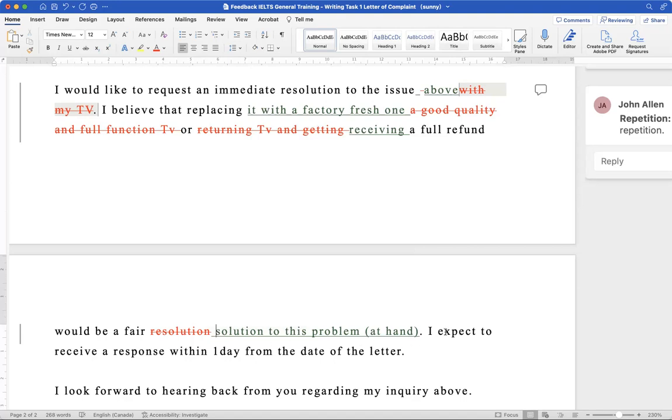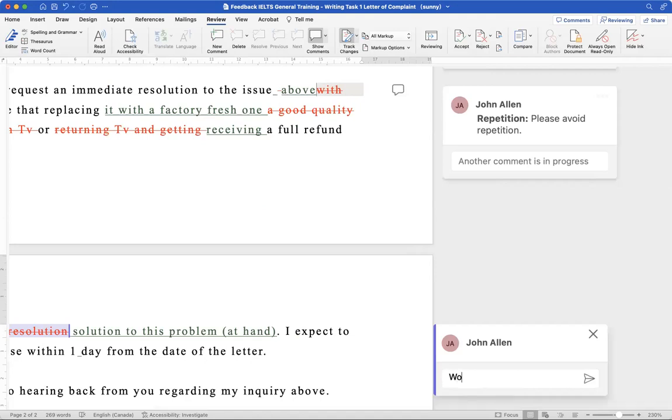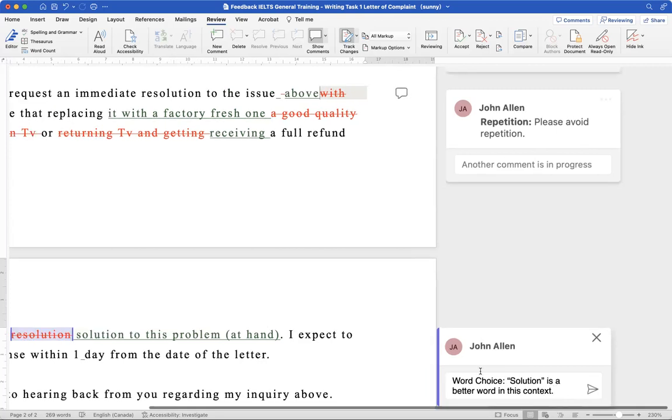Let me see. I expect to receive a response within 1 day from the date of the letter. Okay. First of all, here, again, word choice. Here, solution is a better word. Solution is a better word in this context.